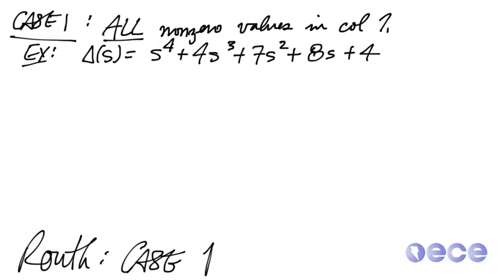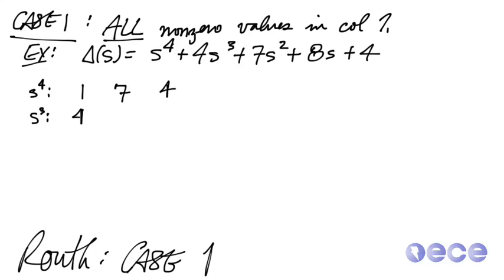Let's look at an example of case 1 for the Routh array. So remember, all non-zero values in column 1 means that we can apply case 1. So let's look at an example characteristic equation here. Delta of s equals s to the fourth plus 4s cubed plus 7s squared plus 8s plus 4. Let's go ahead and construct the Routh array.